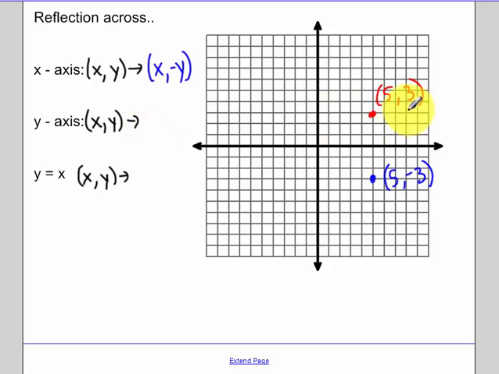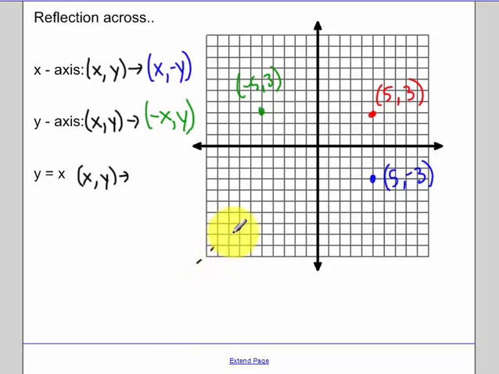Reflecting across the y-axis. Reflecting across a y-axis is like an x equals line. So 1, 2, 3, 4, 5. 1, 2, 3, 4, 5. Negative 5, 3 changes your x. So again, the opposite variable changes.